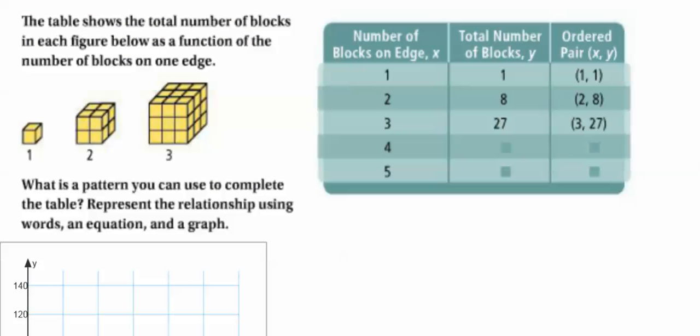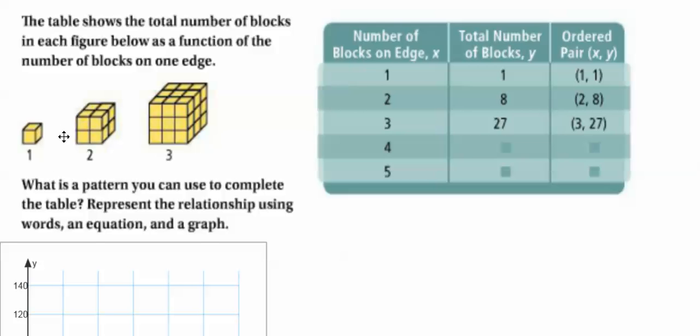All right, let's do another example. The table shows the total number of blocks in each figure below as a function of the number of blocks on one edge. What is a pattern you can use to complete the table? Represent the relationship using words, an equation, and a graph. So this goes back to stuff from before. Now, if you look at this, number of blocks on edge X. So there's one block, total number of blocks Y, one block, so it's 1, 1.